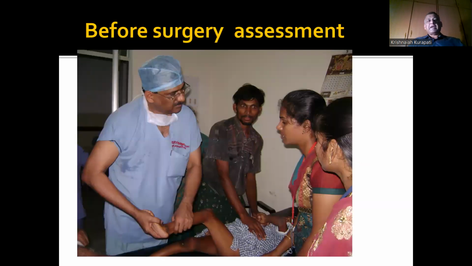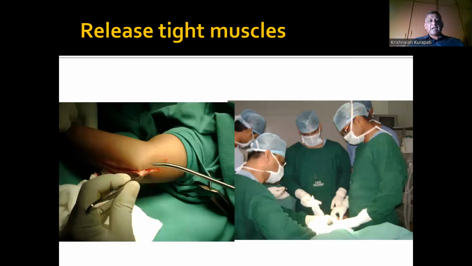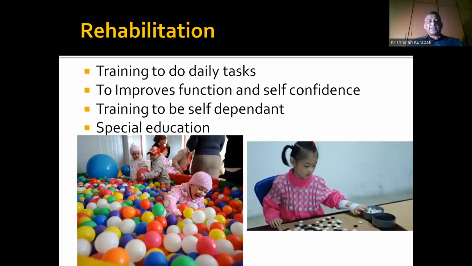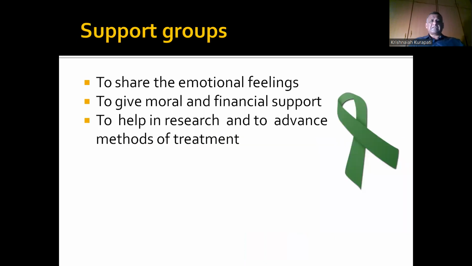Before surgery, we make assessments, what type of surgery is required, how many surgeries are required, and then during surgery, most of the times we do release of those tight muscles and correct the deformities. And the child will be put to rehabilitation after surgery and physiotherapy to develop skills to do daily tasks and improve the function, and thus improve the self-confidence. And therefore, they can become self-dependent.